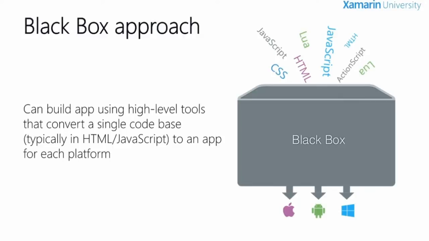The second approach is to use some sort of magic black box that takes a single code base, usually written with JavaScript and HTML, and produces a native app for each platform. And there's several vendors out there that do this, and this can definitely be an appealing approach which solves the silo problems. With this approach, you have one code base and you have one team. Because it's using HTML and JavaScript, which are very popular and very well known, that one team could even be the same team that works on your website.